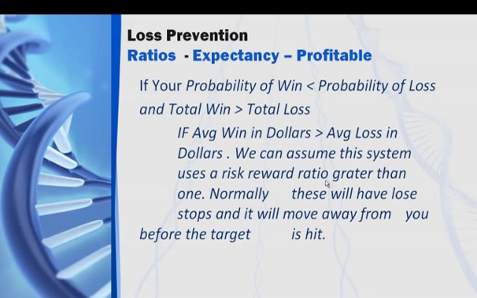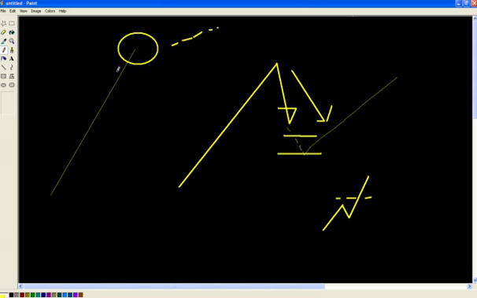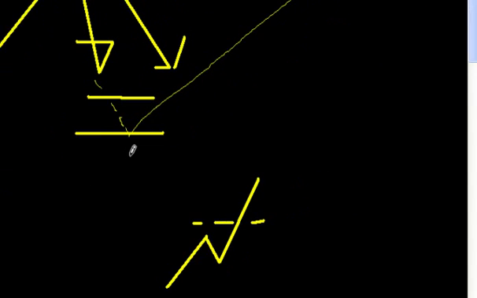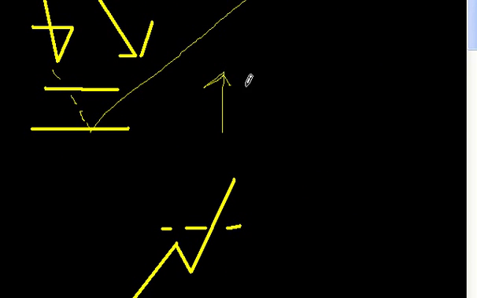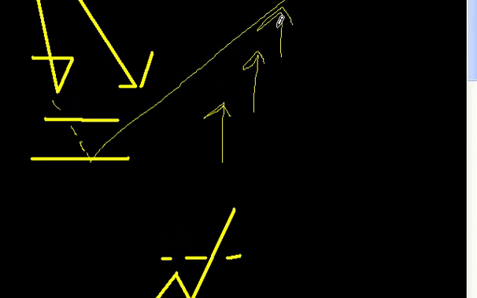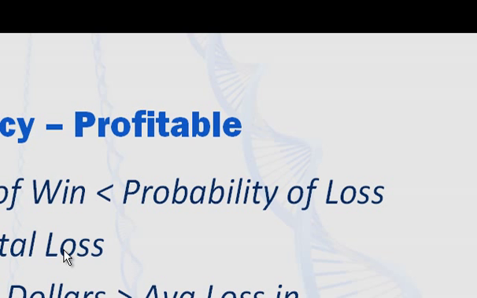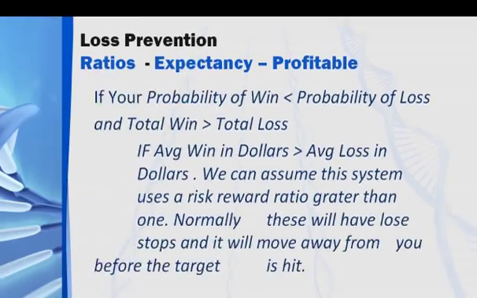Now look, this is saying probability of win is less than that. So what happens in pullbacks, your probability of winning, it comes down, down, down, down. Your probability of win decreases, but the amount it could move is huge. Now, that becomes really important. We can assume that the system uses a risk-reward ratio greater than 1. Normally, these will have loose stops, and it will move away from you before the target is hit.